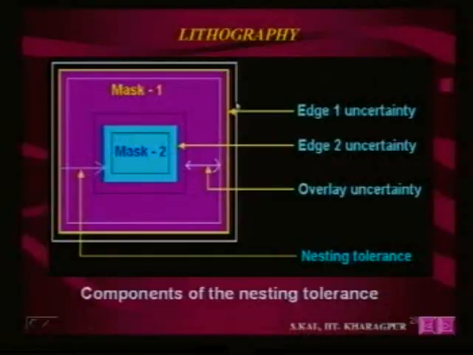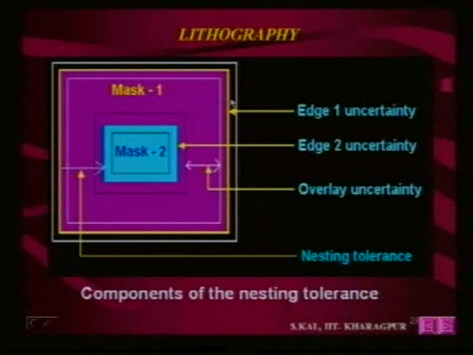And this uncertainty is from this length to this length. This is the uncertainty. Similarly, when you are aligning the mask level 2, it again has four edges, and those four edges will have certain uncertainty of printing. In the final image on the photoresist pattern wafer, this edge 2 may be inside this mask level here, or it may be in this region. So this is the uncertainty of the edge 2. Edge 1 uncertainty and edge 2 uncertainty.